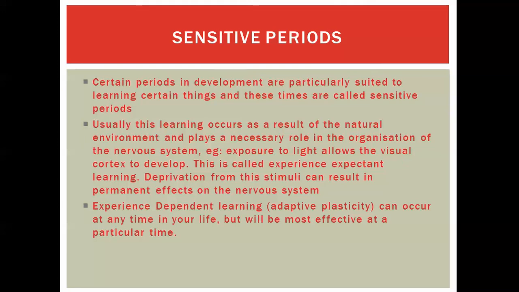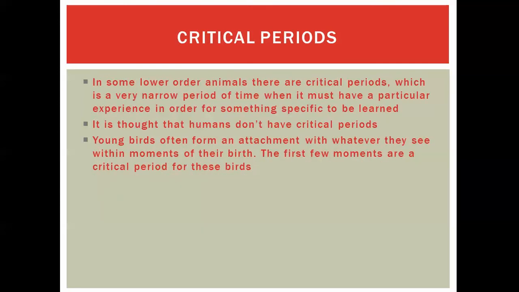Experience-dependent learning, again, it would be great to learn other languages at a younger age, but if you were to learn a second language later in life, this can occur at any time, but it's most effective if you learnt it earlier. But you might not necessarily actually come across this learning, whereas with experience expectant learning, you're expected to be exposed to this throughout your natural environment. This is quite a confusing concept, and I will do my best to try and explain it a little bit more in class.